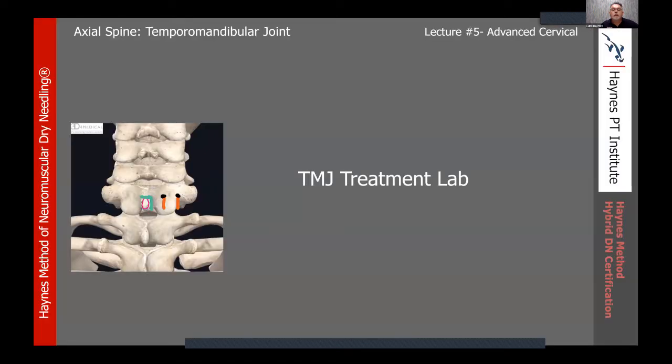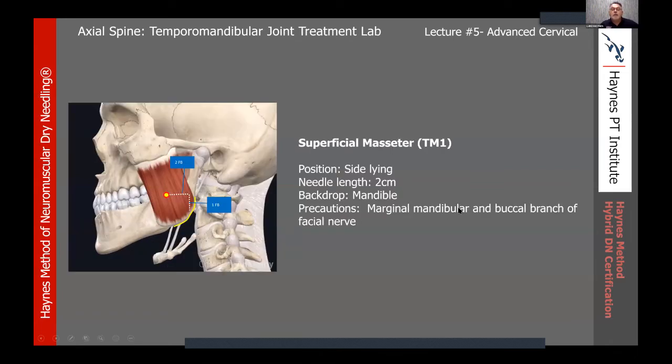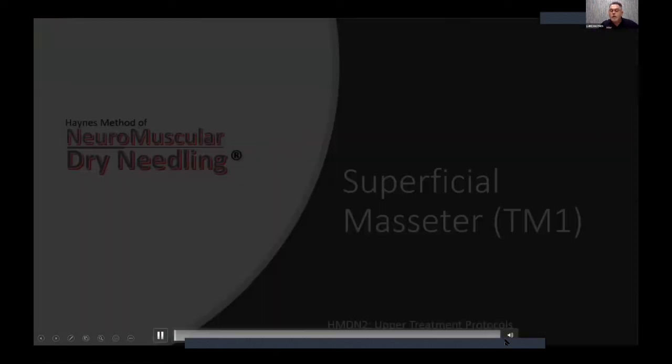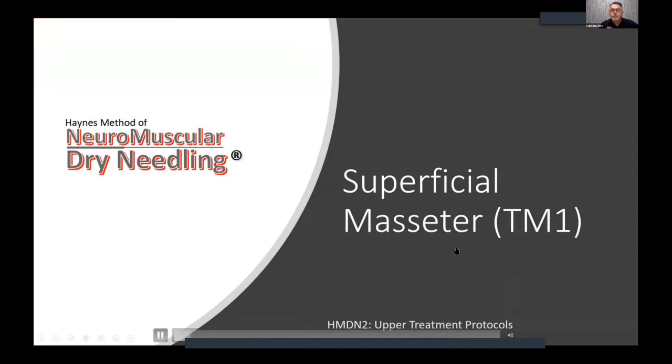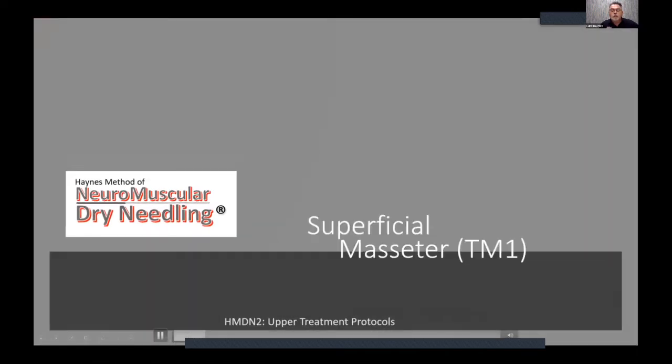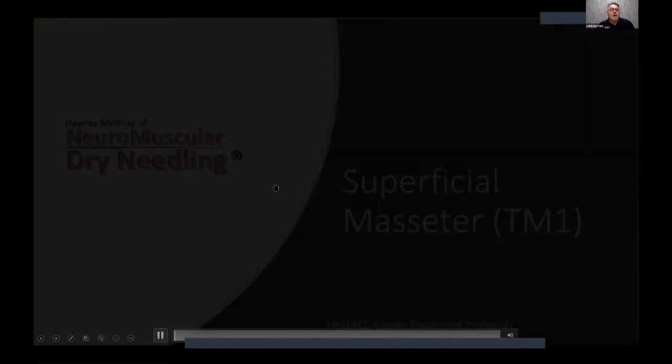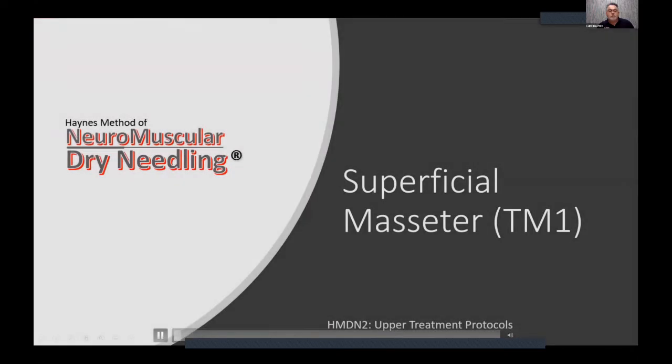So 3D anatomy. Let's look at our treatment labs here, and let's just get to each one first. The superficial masseter. So I'll pause here. For the masseter, our origin is going to be off the zygomatic arch, inserts into the angle and the ramus of the mandible, and its action is elevation, adduction, and protrusion of the mandible.